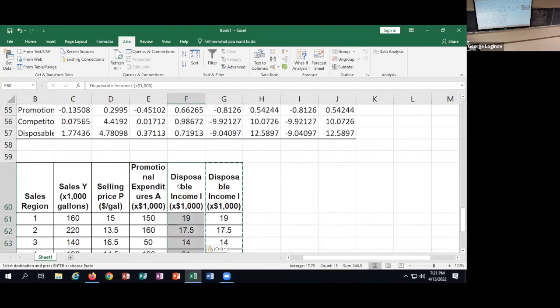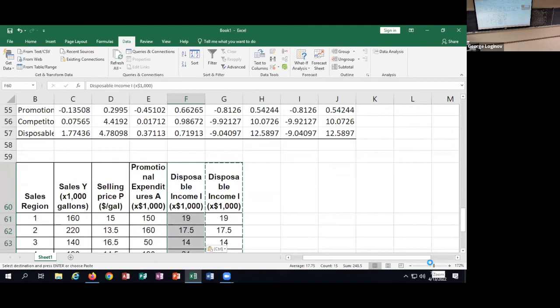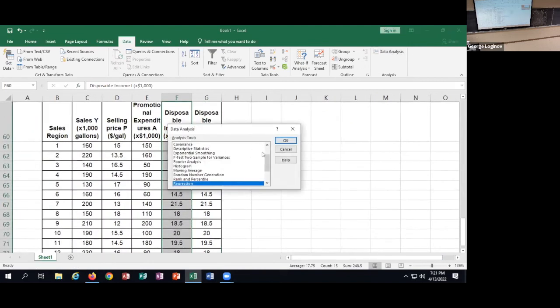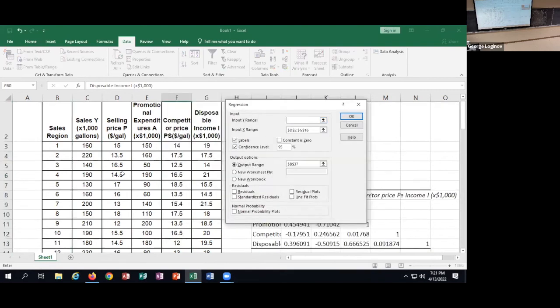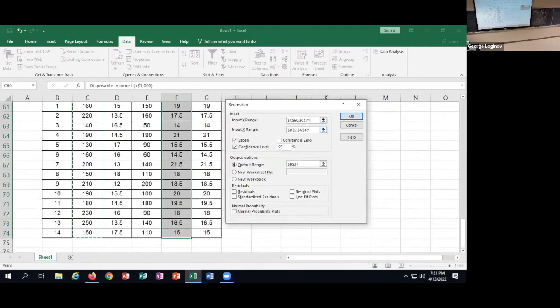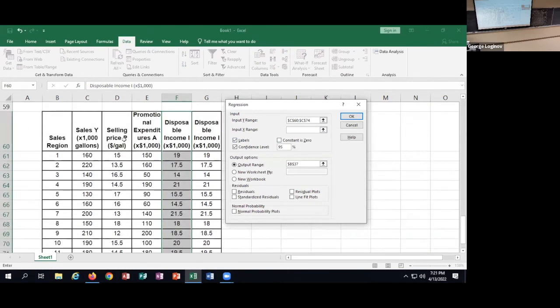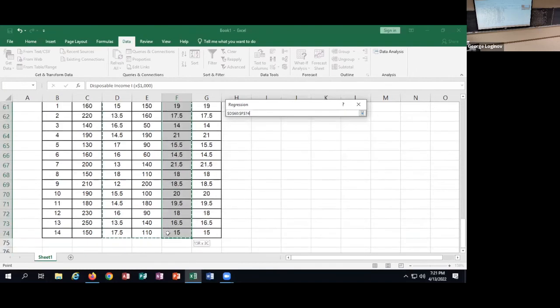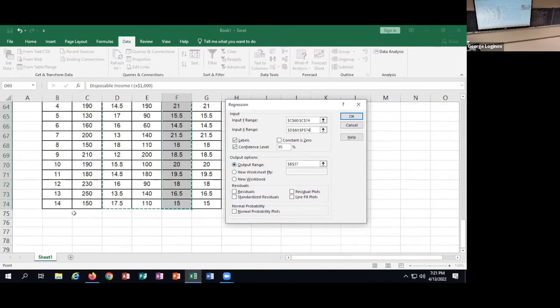And then I'm going to call the regression one more time. And I'm going to say for the input range, I want the sales, and for the input X range, I want selling price, promotional expenditures, and disposable income, but not the competitor's prices, right? So I'm choosing only three columns here. Same label, same confidence level, and for the output range, something below right here. And then press OK.